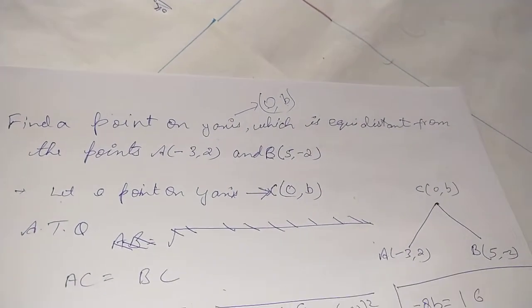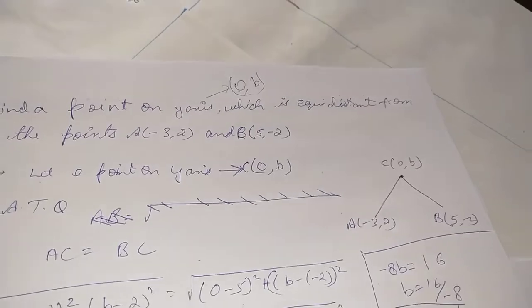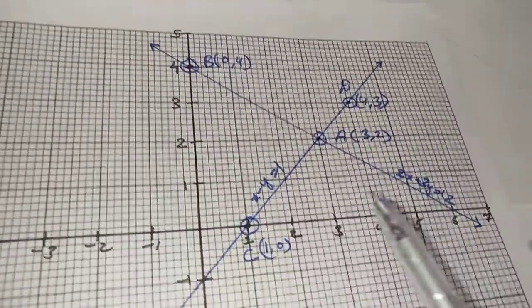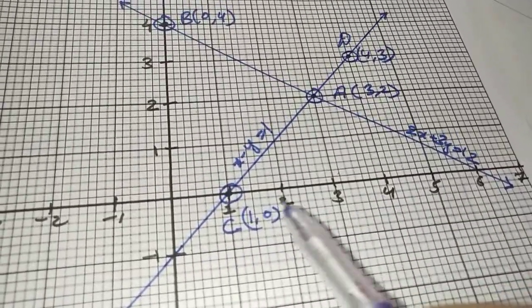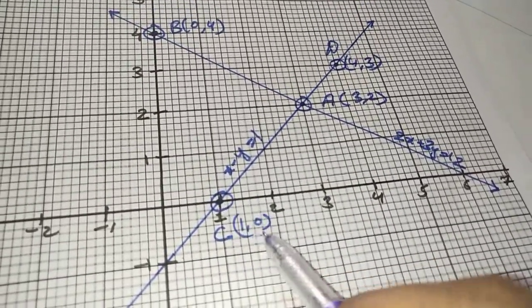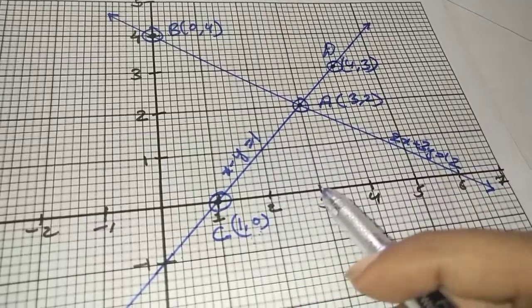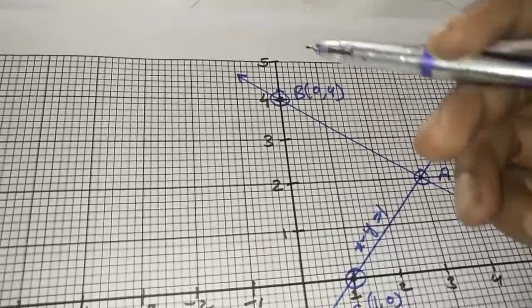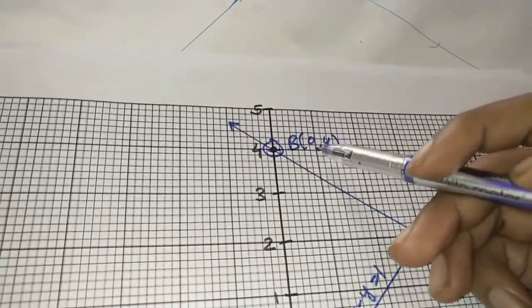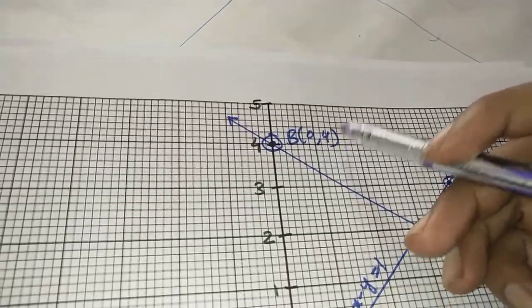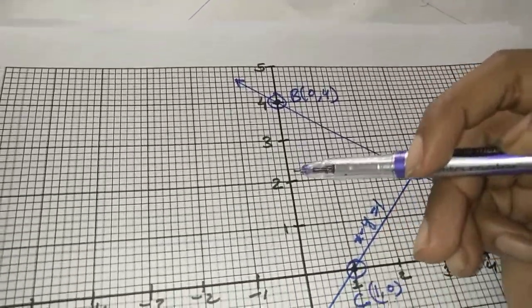Why so? Because we know that whenever any point is present on the x-axis, let me bring the graph again for you, its y part will be 0: 1 comma 0, 2 comma 0, 3 comma 0. Similarly, if any point is on the y-axis, its x part will be 0, and the y part will have values like 0 comma 4, 0 comma 3, 0 comma 2.